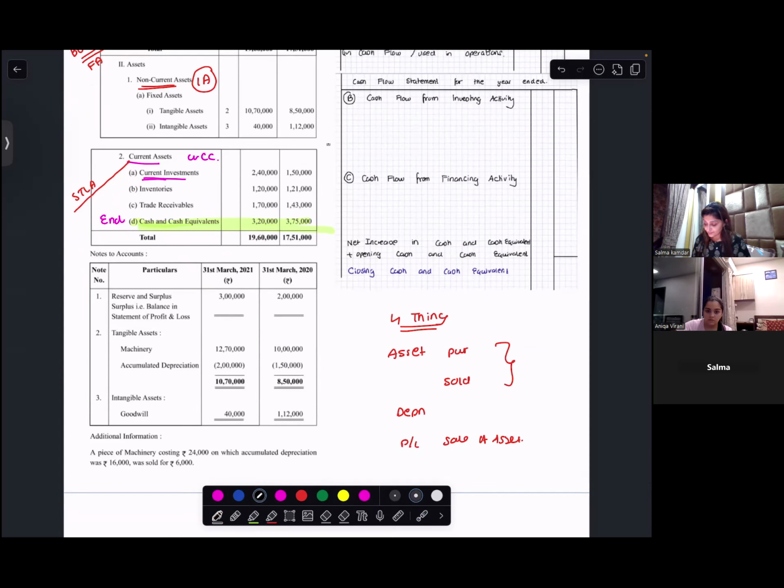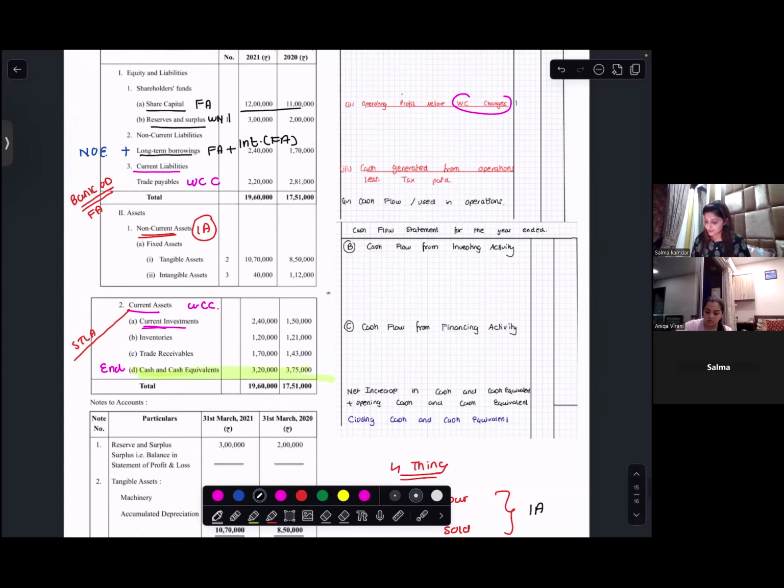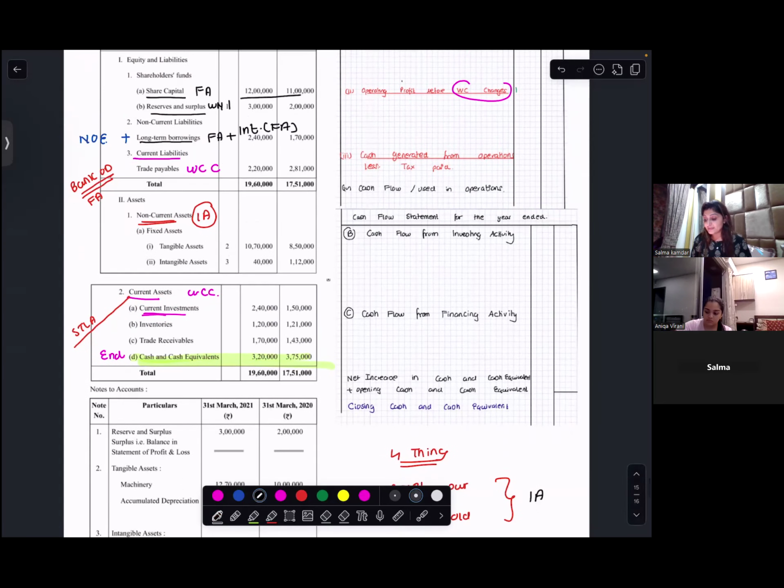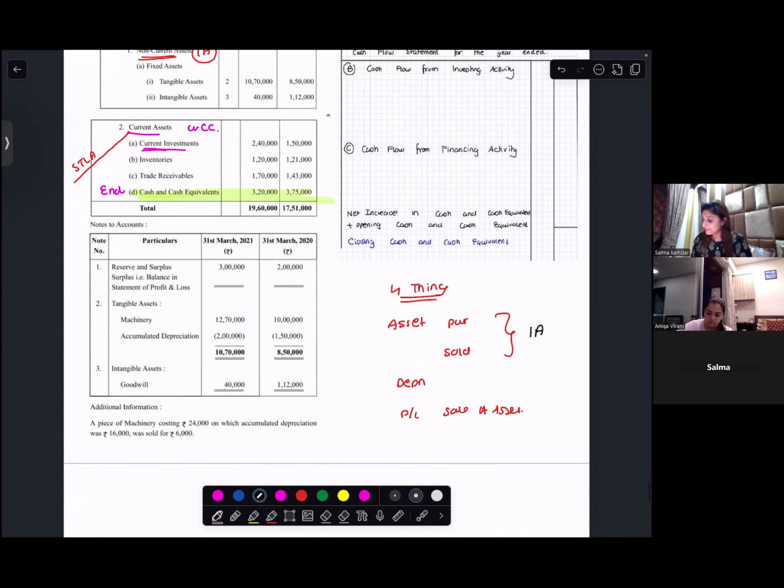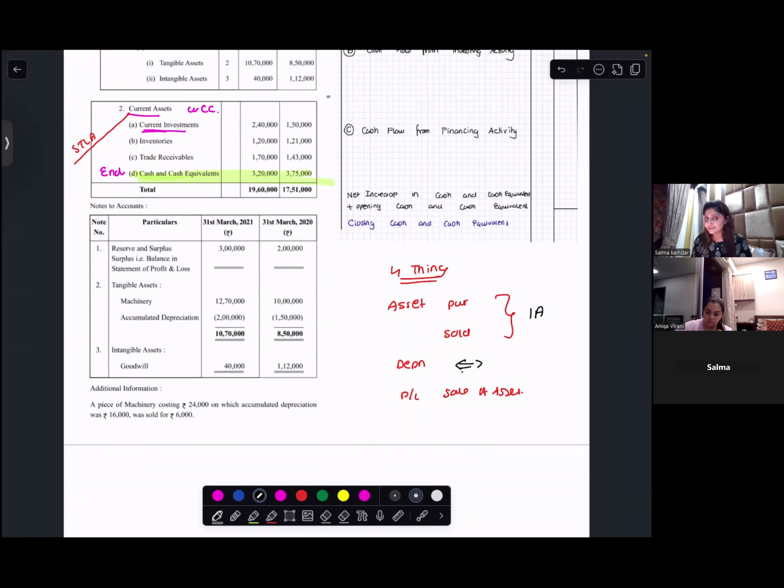Investing activity. Non-current asset, investing activity. Share capital, non-current liabilities, financing. I always do the marking so I don't forget. Depreciation on the non-current asset is also added to the working note, right? Non-cash, non-operating expenses. Yeah. Not the working note.